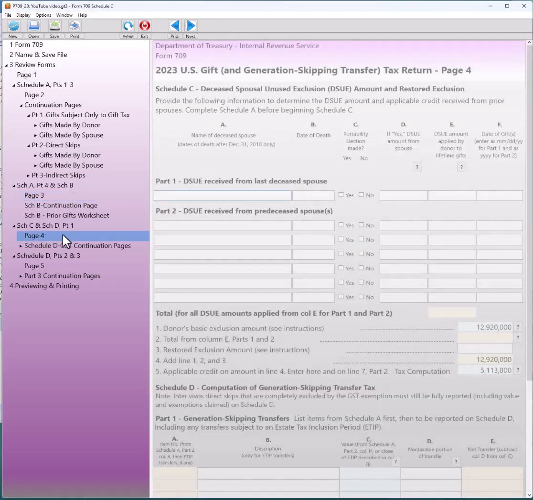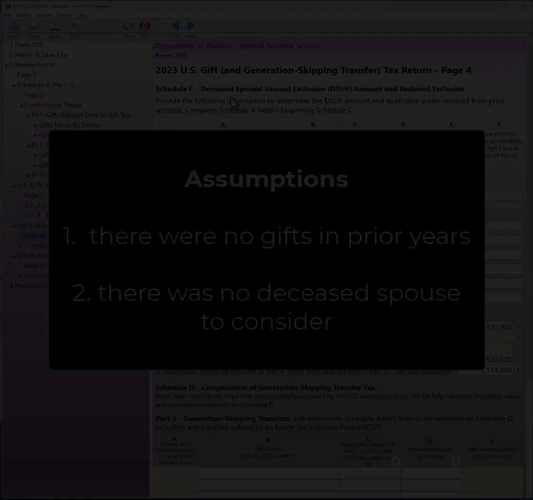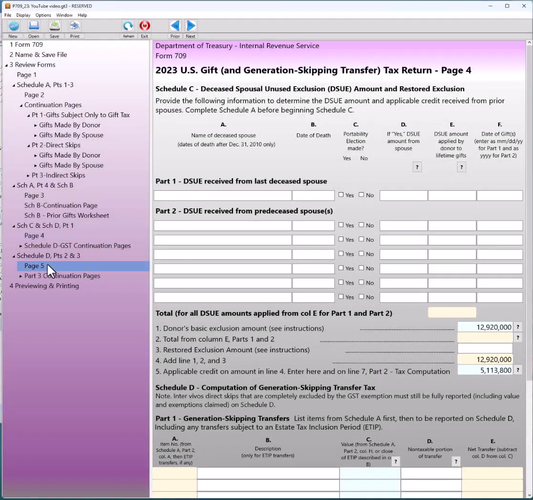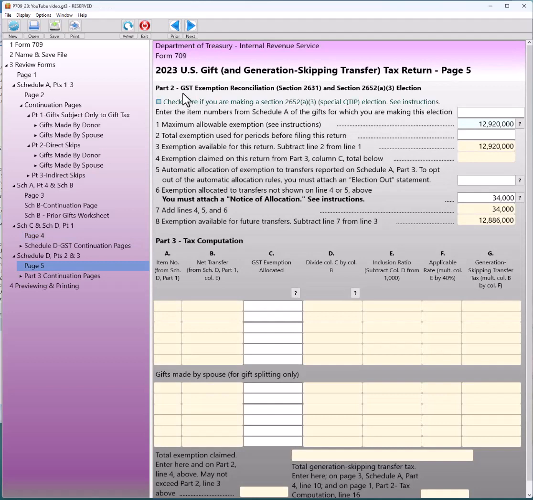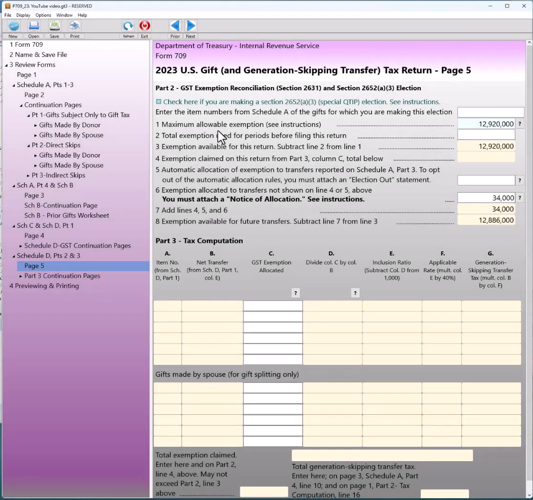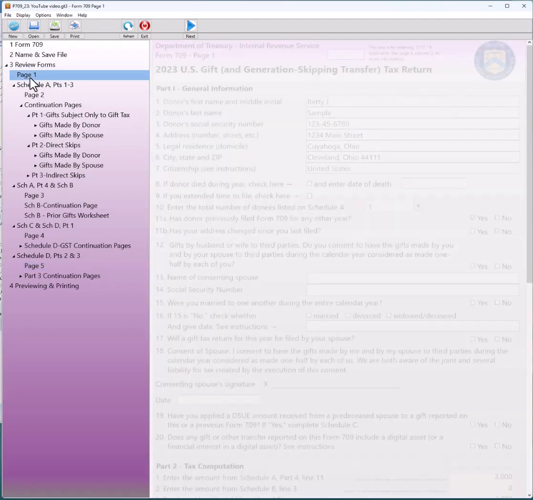And then we go to Schedule C, and Schedule C is for deceased spouses passing on the unused exclusion that they had, and that's not applicable here. We're going to try to simplify things a little more. We go to page 5, and that's more about generation skipping transfer tax, which relates mostly to skipping generations. Like, instead of giving a gift to my daughter, I give it to my granddaughter, and that would be a generation skipping thing. And that's not the case here, because it's to a son, I think, or a daughter. Right. So anyway, let's go back to page 1.